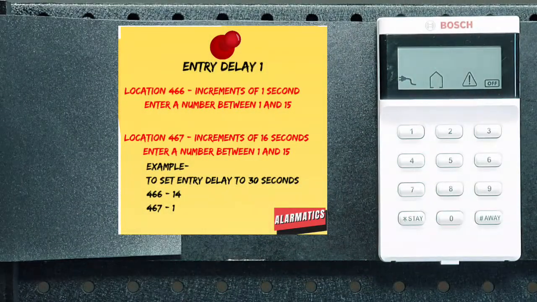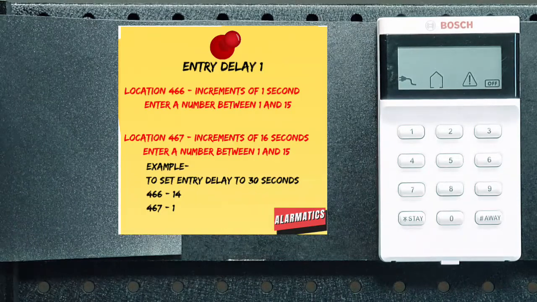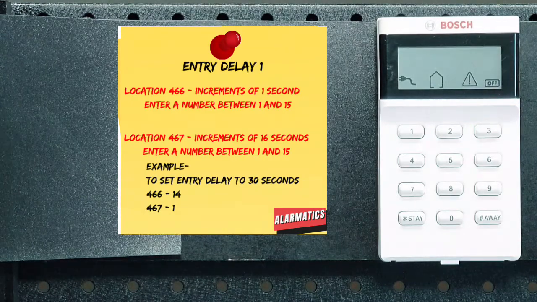Okay, let's look at delays now. So we're going to program the entry delay, the exit delay, and the siren runtime. So we'll start with the entry delay. That's the amount of time that you've got from the minute that you triggered a delay zone until the siren rings. So typically, for this example, it'll be our reed switch on the front door.